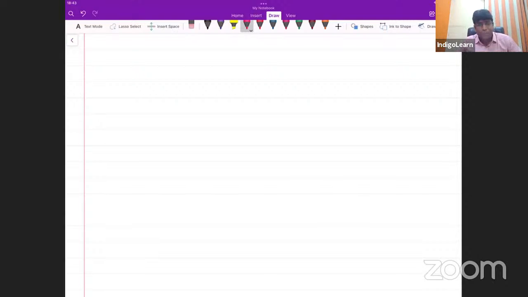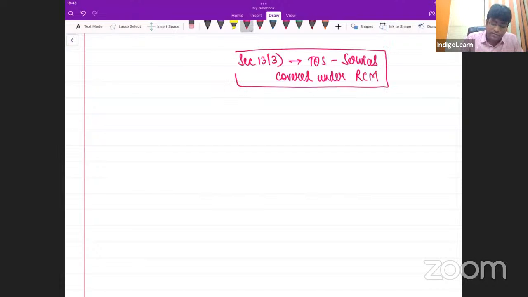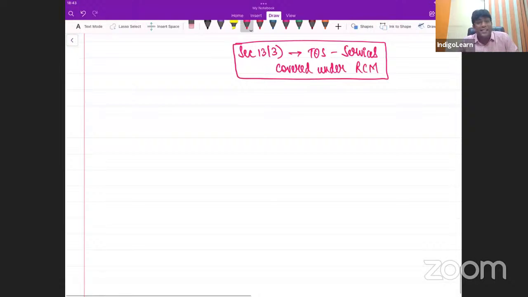Finally, one last point to talk about, that is section 13.3, which is time of supply for services covered under RCM. Time of supply for what, sir? Time of supply for services covered under RCM. Some interesting areas are there which you have to get clarity upon. Time of supply for what? Services covered under RCM. They told it simply.